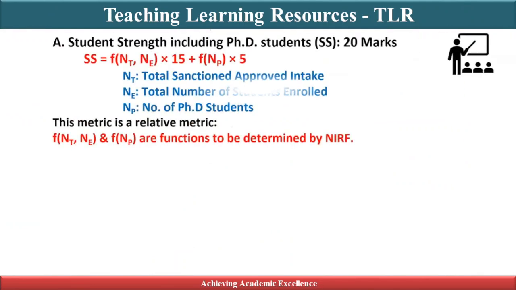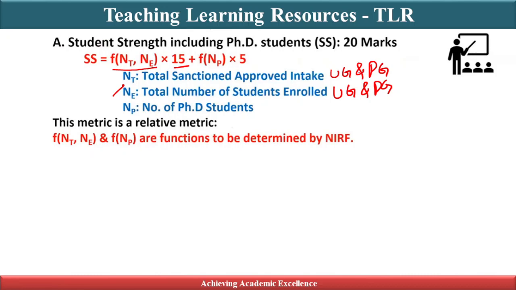Now we will try to understand the first component level metric. What is my first component level metric? SS, student strength, including PhD students. Just see this formula. This formula is F of NT comma NE into 15. What is this NT? Total sanctioned approved intake. This is including UG students and PG students. NE is the total number of students enrolled. It is related to UG and PG.